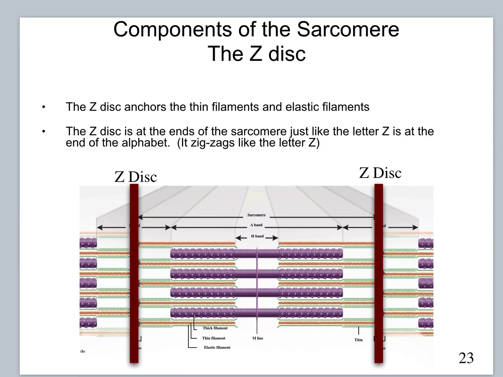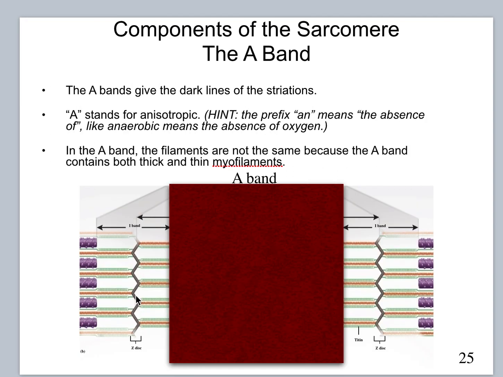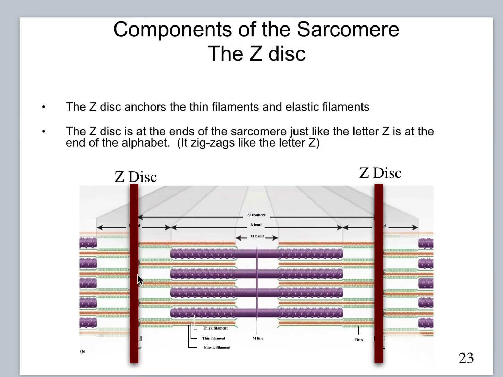Let's look at the components of the sarcomere. First of all, we'll start talking about the Z-disc. The Z-disc is the end point. It's the end of the sarcomere, just like the letter Z is at the end of the alphabet. And the Z-disc has a zigzag appearance to it. Here's a picture of the Z-disc without the bar in front of it. It has a zigzag. So Z-disc marks the boundaries of the sarcomere. The sarcomere goes from one Z-disc to the next Z-disc. That's one sarcomere.